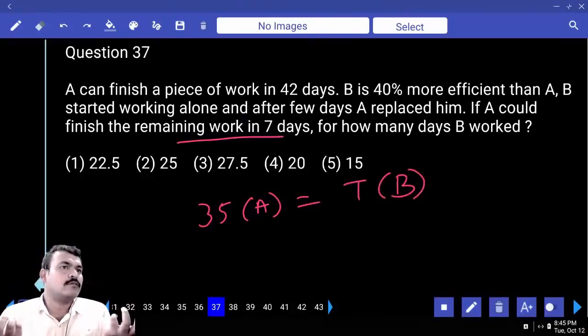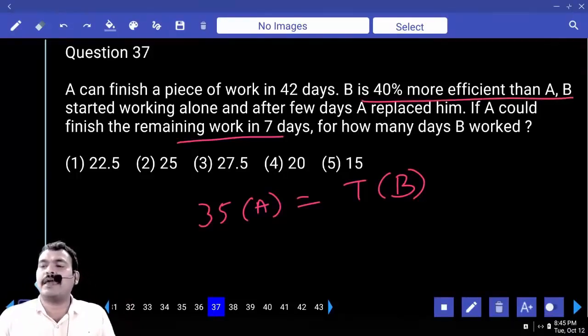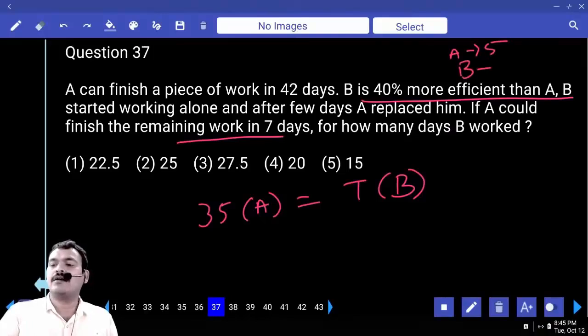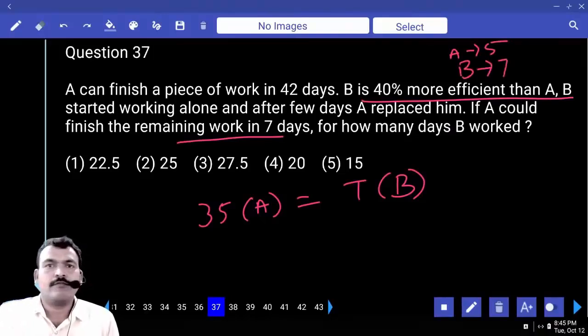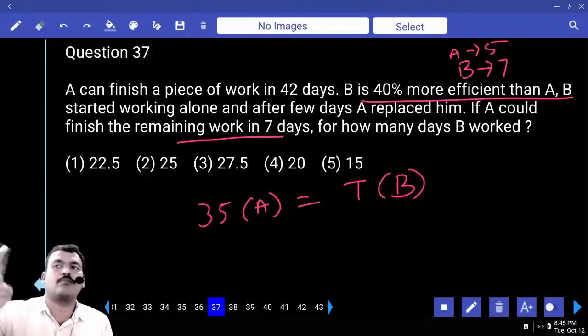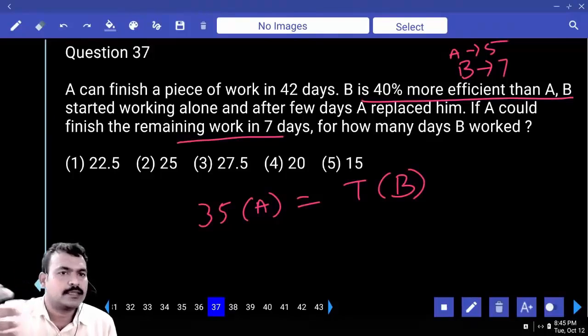Both are equal or not? Okay. And one more, B is how much percent more efficient than A? 40%. Suppose A's efficiency is 5 parts, B's efficiency is 7 parts, or not? 40% is nothing but 2 by 5, or not? Out of 5 parts, how many parts are more? 2 parts. If one is 5, then the other is 7, or not?